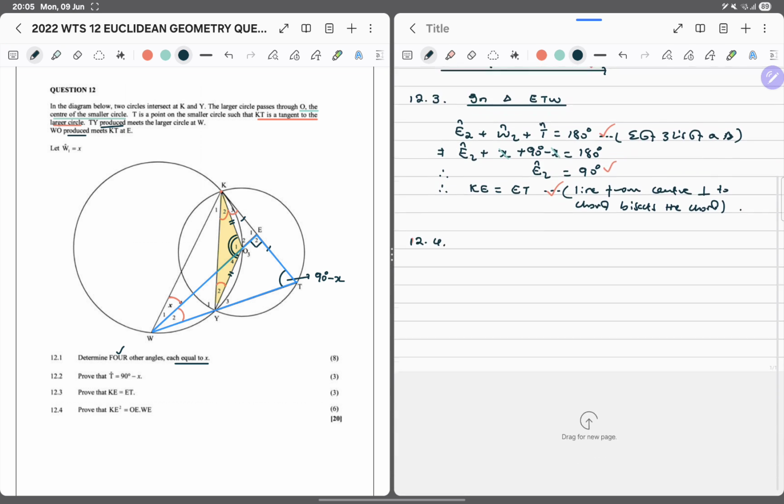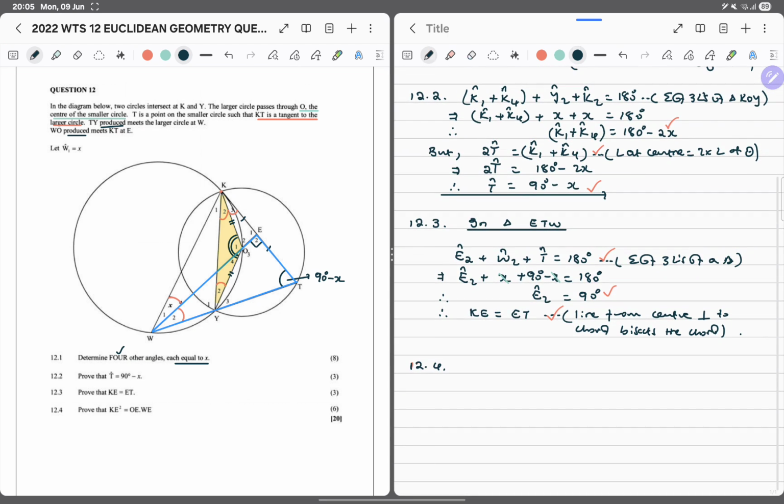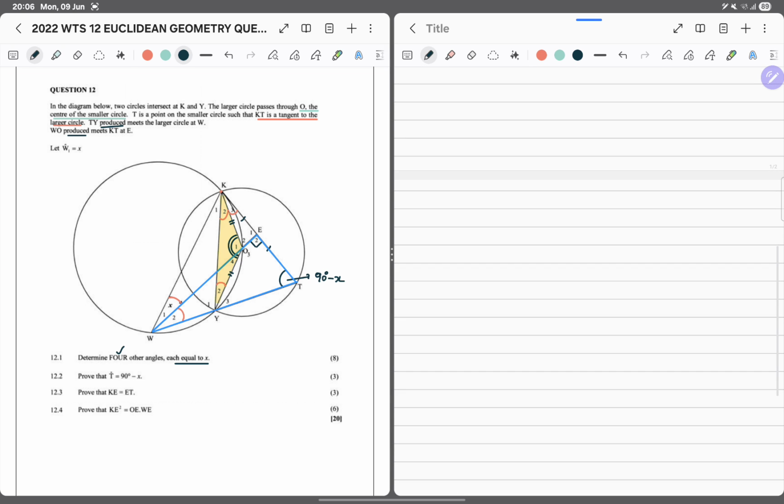So 12.4. Okay, we will not be able to answer a 6-mark question on such a small space, not at all. So let's go to the next page. 12.4. We are asked a question to prove that KE is squared. Now we look at KE. Where is KE? There is KE.